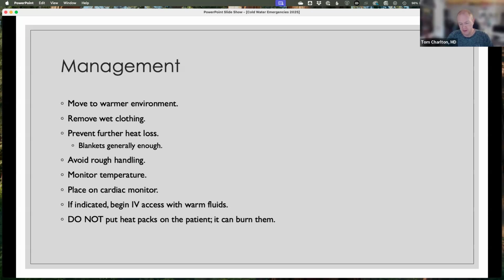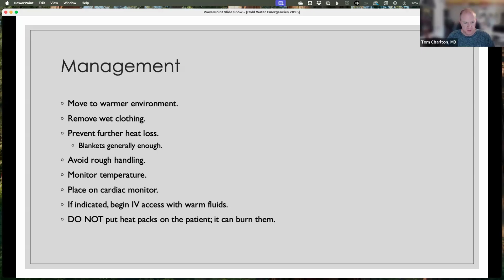If we are one of those locations that does have actual IV fluid warmers, we want to start using that. Otherwise, honestly, it's just get room temperature fluid going into them if they need it.